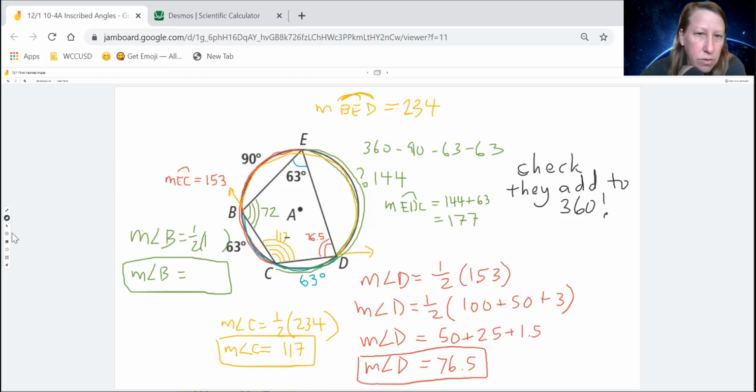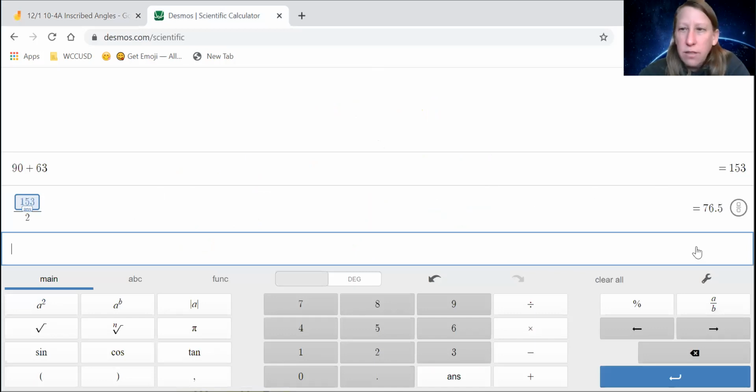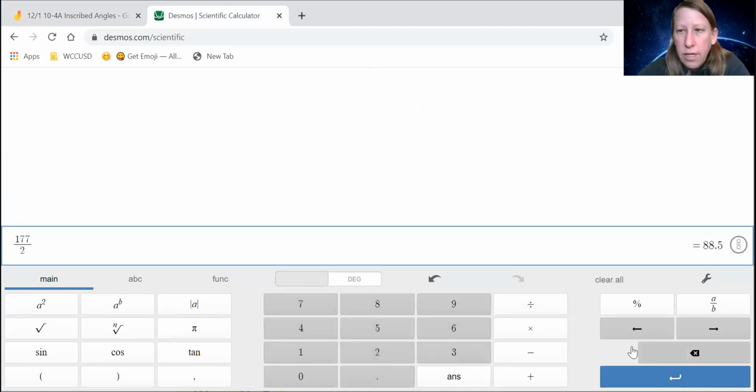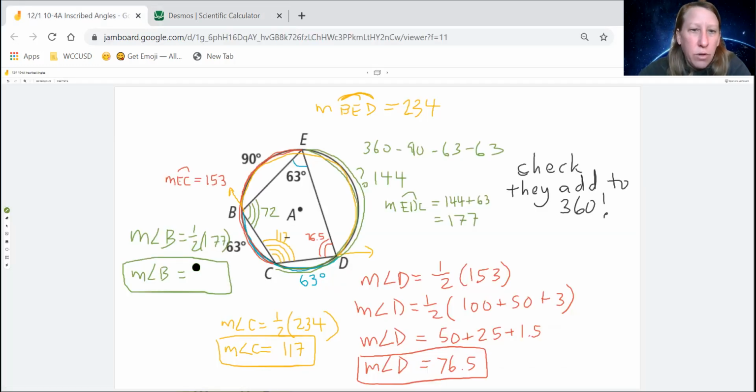I knew something was wrong. Plus, this angle doesn't look like 72. It looks like more than 90. That should have been a clue. Okay, 177. Try to see if things are reasonable as you go. Okay, half of 177. Clear this out. 177 divided by 2 is 88.5. That also looks too small. Did I do it wrong still? Maybe the picture isn't drawn to scale because this looks like more than 90 to me.